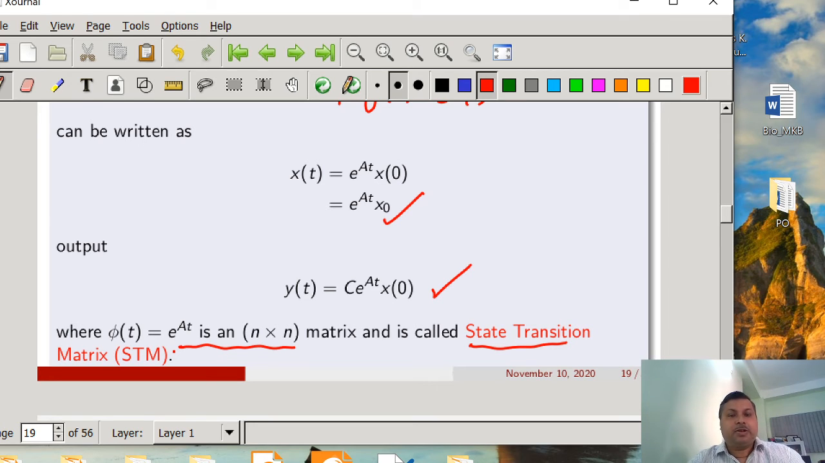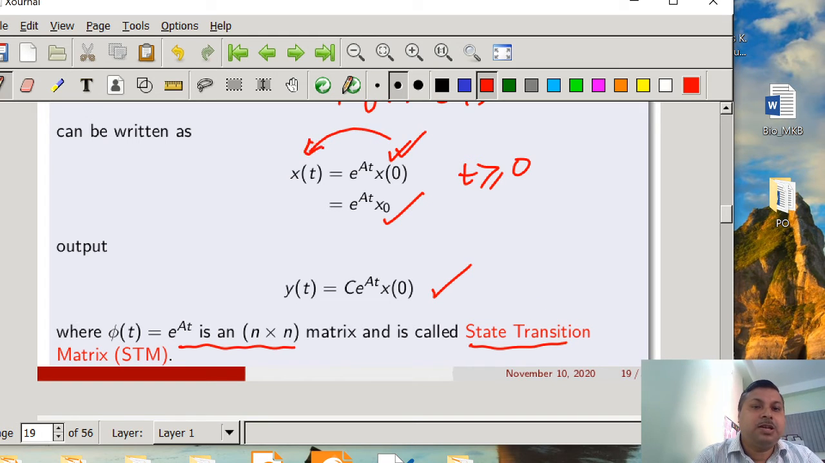Okay, why is it called the state transition matrix? Because you see, if you know x0, the initial condition of the state, then you can compute x of t if you know e to the power At. At any time t greater than or equal to 0, if you want to compute x of t, you can easily compute it if you know e to the power At. So it is a state transition from the initial condition.